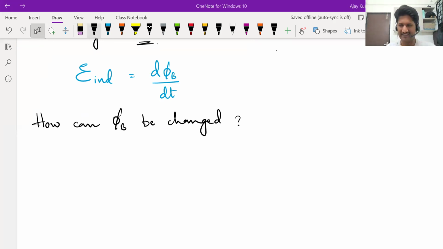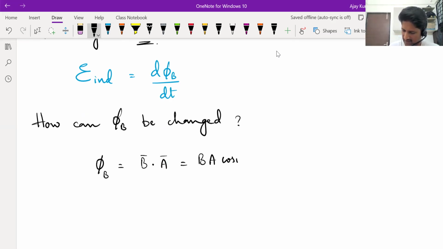The flux formula is magnetic field into area into cos theta. Correct. If the field is uniform and the area vector is easy to write, then flux is equal to B dot A, which is B A cos theta. Correct. So you can change the magnetic field, you can change the area, you can change the orientation between them, or you can change two or more of these also. Any of these methods can be used to change flux.